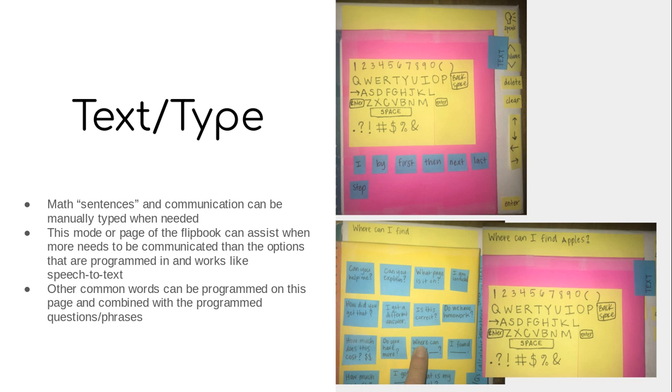The final tab is the text or type tab. Math sentences and communication can be manually typed in when needed. This can assist when more needs to be communicated than just the options that are programmed in, and it works like speech to text. Other common words could be programmed on this page in other buttons.